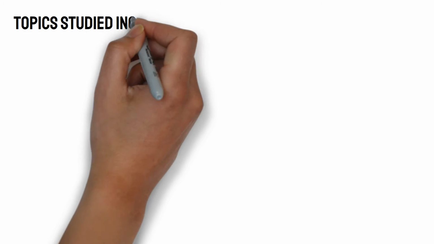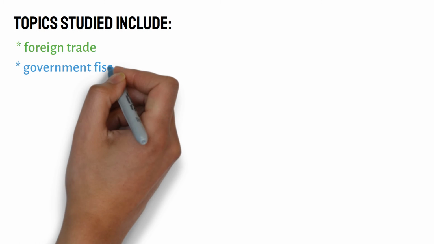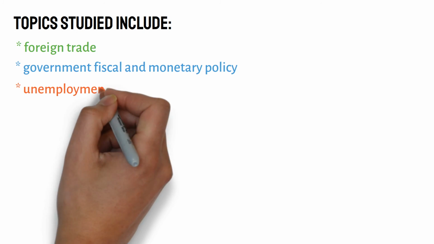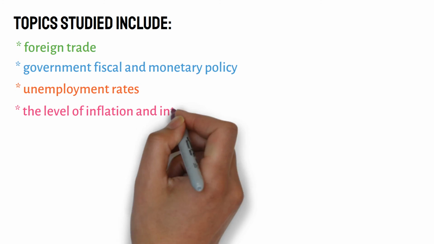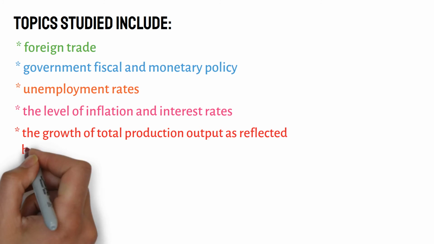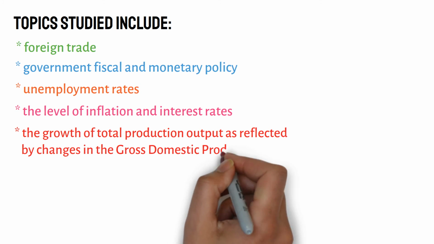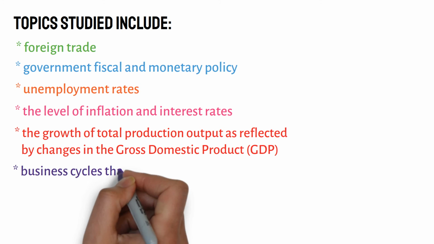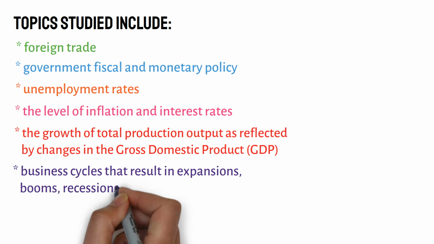Topics studied include foreign trade, government fiscal and monetary policy, unemployment rates, the level of inflation and interest rates, the growth of total production output as reflected by changes in the gross domestic product, or GDP, and business cycles that result in expansions, booms, recessions, and depressions.